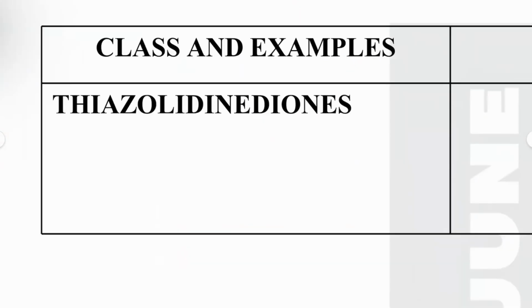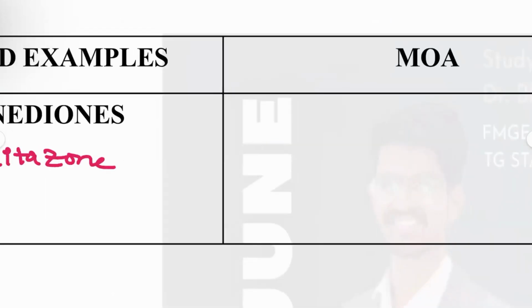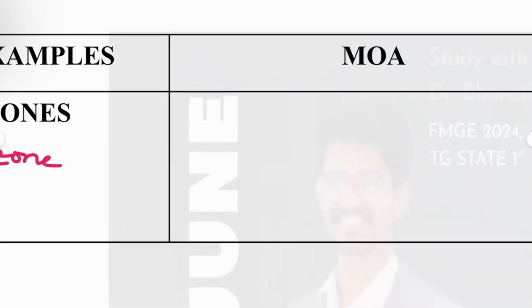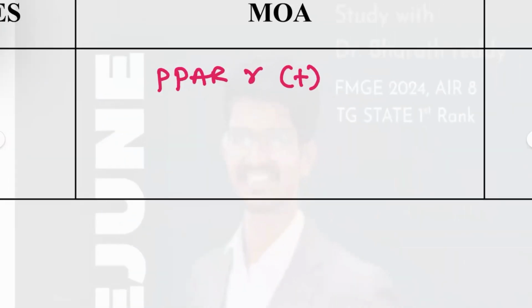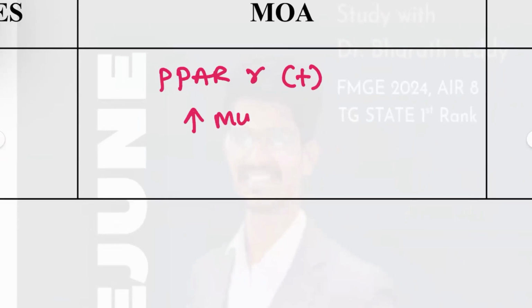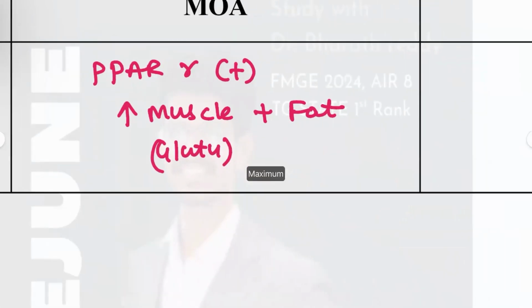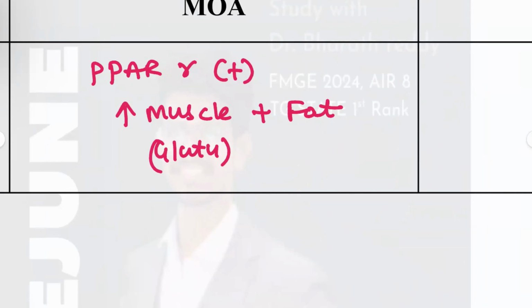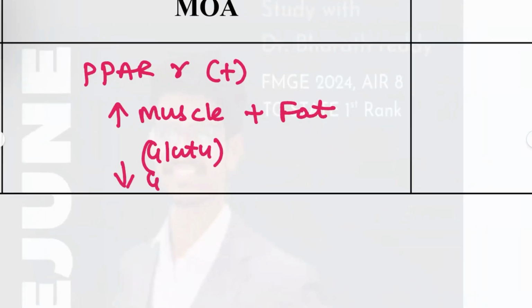And the last class is the thiazolidinediones. And what are the drugs we have? That is pioglitazone. What is the mechanism for pioglitazone? It will activate the peroxisome proliferator-activated receptor PPAR gamma. So this will increase the muscle and fat uptake of glucose. So GLUT4 will be opening, and more and more muscle and fat will take up glucose, and indirectly it will decrease gluconeogenesis by the liver.